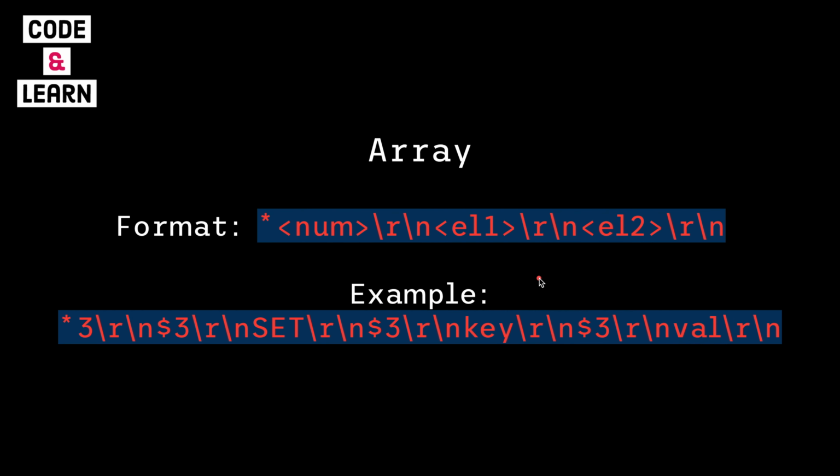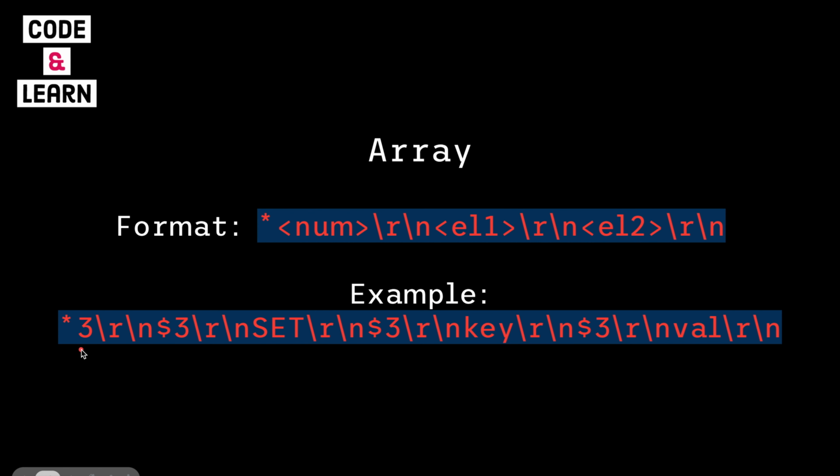Last, we have the array data type. An array is a collection of other RESP data types. This is the format the client uses to send commands to the server. So it starts with the asterisk, then the number of elements in the array, a terminator telling that we have an element, then another terminator separating element 1 from element 2, and then the last one to tell us the end of the array. Here we have an example where we have 3 elements in the array.